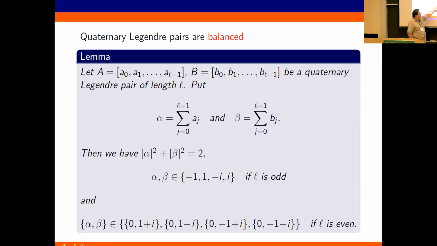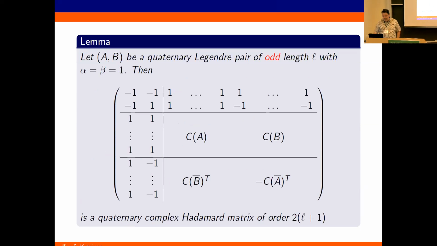Therefore, alpha and beta can only be -1, 1, i, or -i if the length L is odd, or they can be other complex numbers if L is even. And we focused on the case of even L because they don't exist for conventional Legendre pairs.